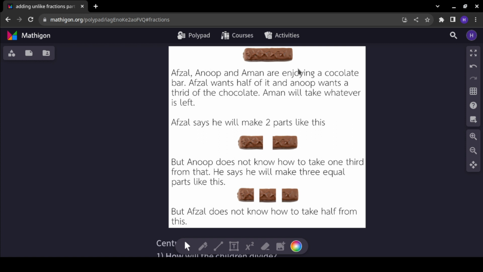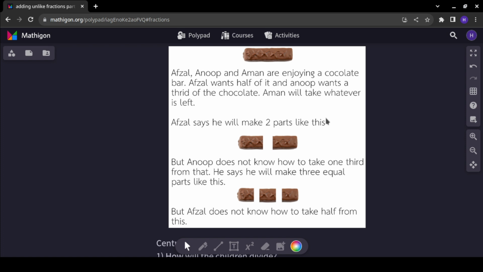Afzal and Anoop have a lot of demands. So Afzal wants half of it. And Anoop wants a third of the chocolate. Exactly. Aman is chill. He's okay with whatever is left. So Afzal says he'll make two parts like this. He'll take one part and Anoop can do the rest.